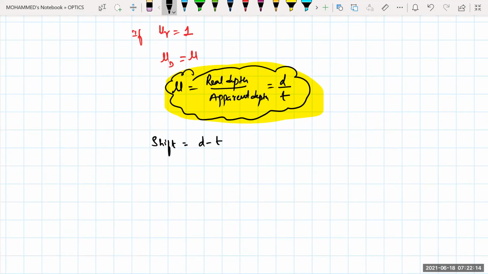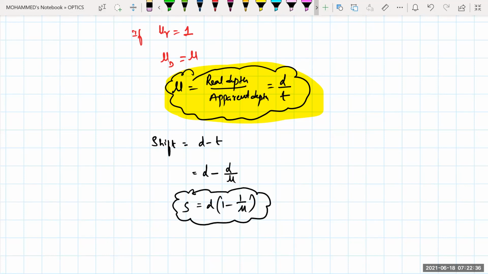Now I can write the value of T in terms of D by mu. So this will be D minus thickness, which is D by mu. In this, D will be common into 1 minus 1 by mu. So this will be the shift formula. Shift will be equal to your real depth into 1 minus 1 by mu.